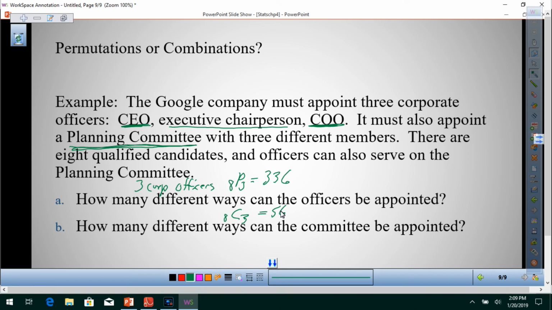With order taken into account, there are 336 ways these first 3 can be chosen. All right. Big difference. Big difference. And we'll work on this more in class.